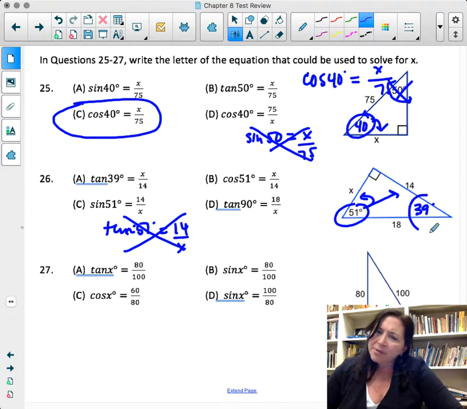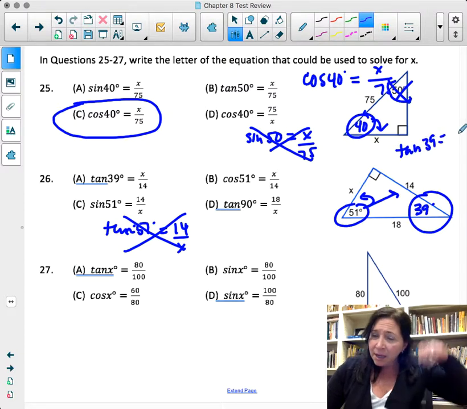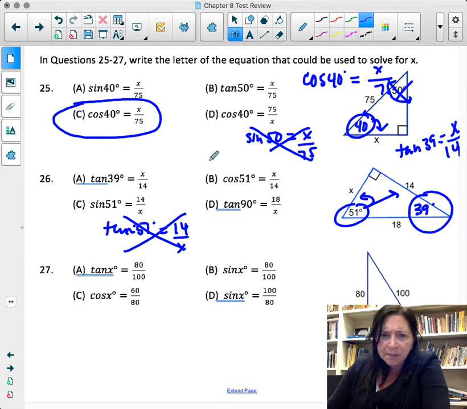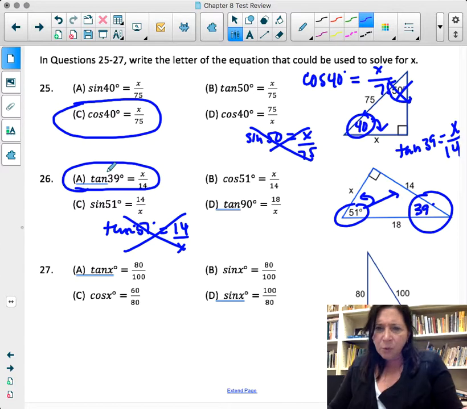Let's see if I put myself at this end. Okay, if I put myself at this end, I would go tangent of 39 is opposite x over adjacent, so that's x over 14. Oh, there it is. Okay, so you can try different ones.